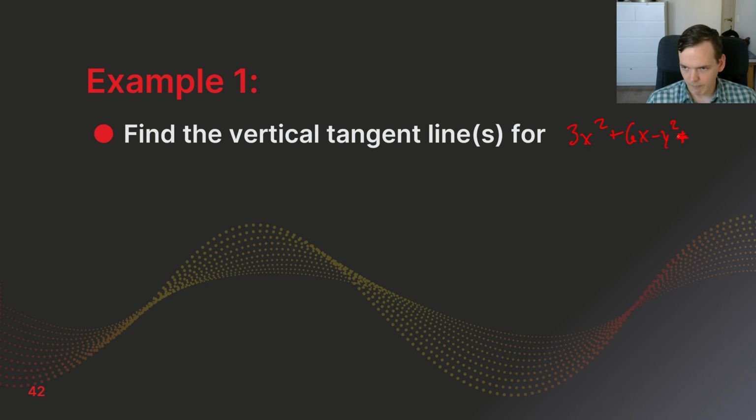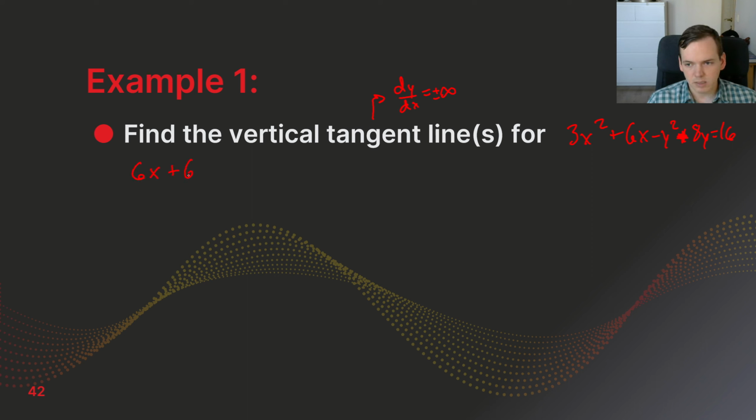So our first example, find the vertical tangent lines for 3x squared plus 6x minus y squared plus 8y equals 16. So a vertical tangent line is where dy/dx equals plus or minus infinity, where the slope is undefined. So let's take our derivative here at the start, and remember we're going to need to use implicit differentiation.